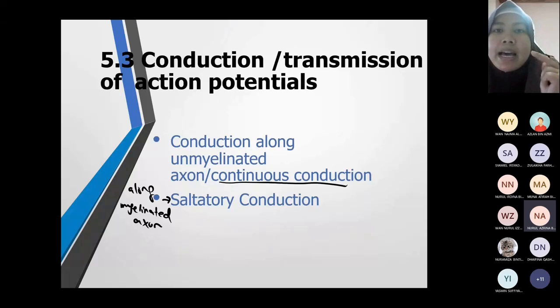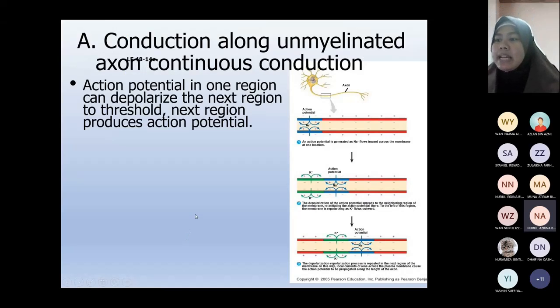So you might be asked an essay question for this kind of subtopic, right? So let's say they ask the question asking you to describe saltatory conduction. So you have to know that saltatory conduction is referring to the transmission of impulse along myelinated axon, right? And continuous conduction is transmission of impulse along unmyelinated axon. Okay. All right, so let's start with conduction of impulse along unmyelinated axon, which is known as continuous conduction.